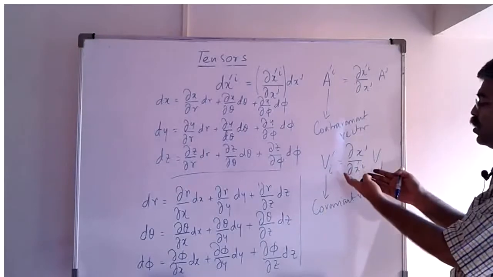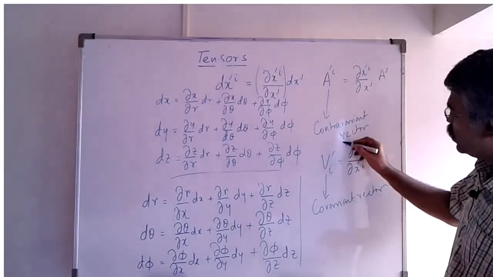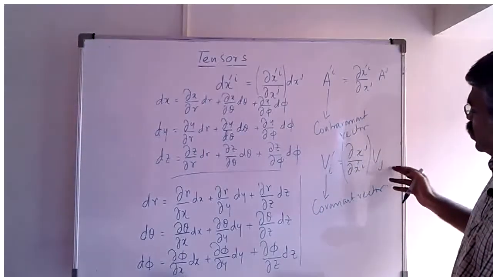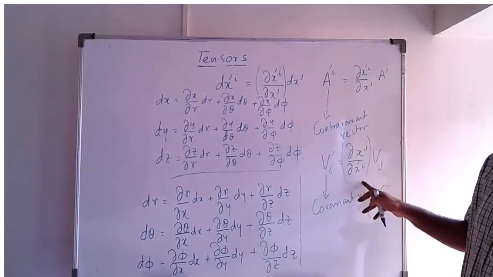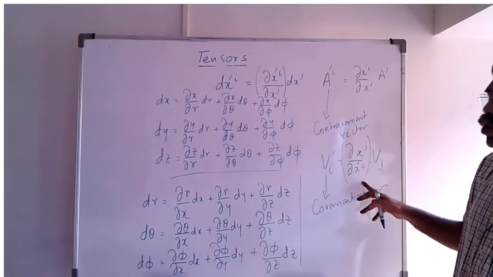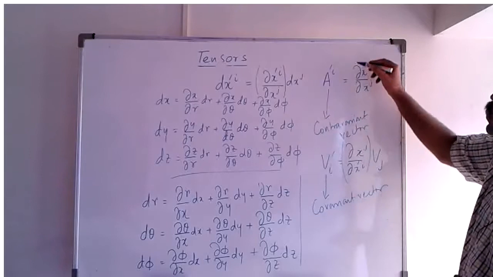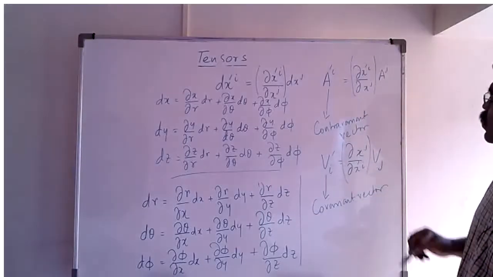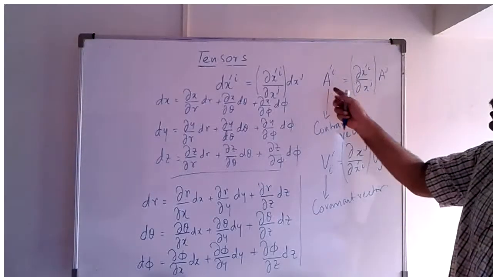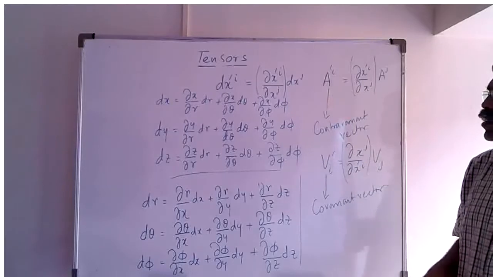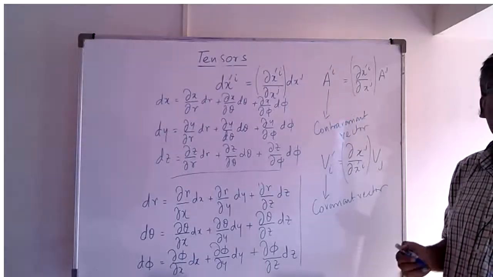If the rule of transformation is this, the coefficients are this, and it sits in front of the vector, this is a covariant vector. And if the coefficients are this, and it sits in front of the vector to get this vector, this is a contravariant vector.